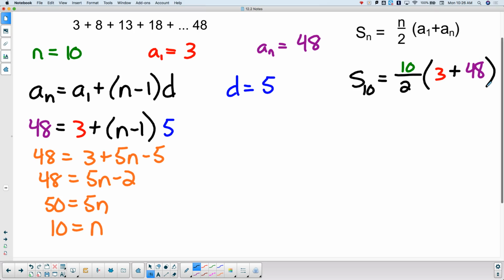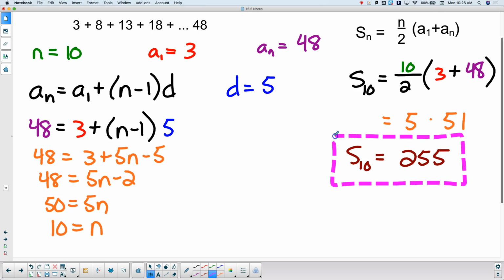Ten divided by 2 is 5. 3 plus 48 is 51. 5 times 51 is 255. So if I were to first find all the terms of the series, then add them all up, at the end I'd get 255.